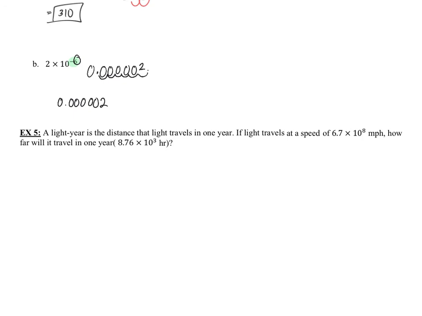Please note, the 0 here is needed. I will be looking for that on your answers for your exams, definitely please make sure to put those in. Okay. Do not just leave it as point and then all your zeros.